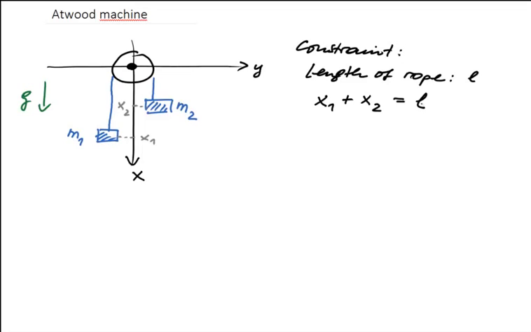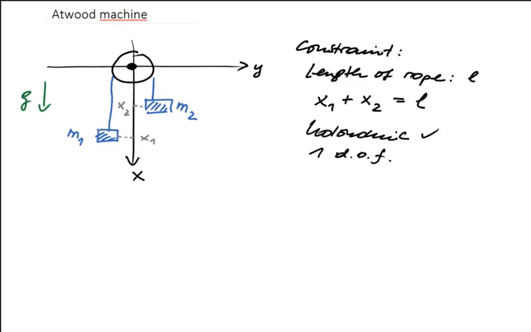So x1 and x2 are not independent, but there's actually only one independent coordinate. It's also clear that there is the second dimension that I indicated. The y direction doesn't play any role here. It's a purely one-dimensional problem. And this constraint is holonomic. It reduces the number of degrees of freedom from 2, which you would have without the rope, to only 1 with the rope. One degree of freedom.